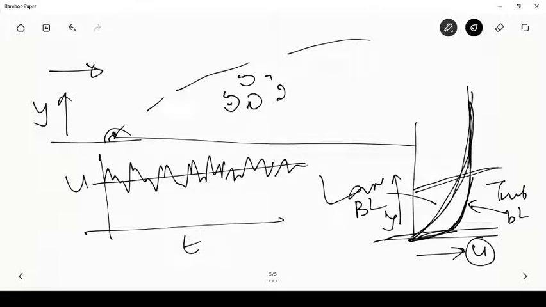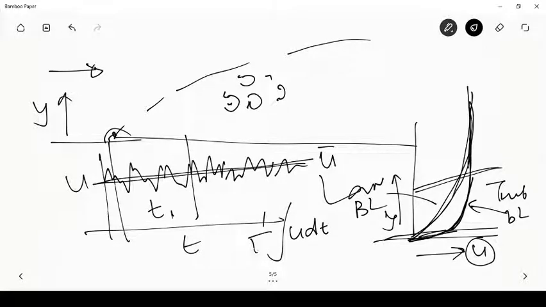This mean is called u bar, which is obtained by taking a time interval t1, sufficiently large compared to the small oscillations that you typically see, and doing an integral of u dt times 1 over t1. So you determine the area under this curve from this location to this location and divide by t1, and you get this average. What you plot here is actually the mean velocity in turbulent flow and not the instantaneous velocity.